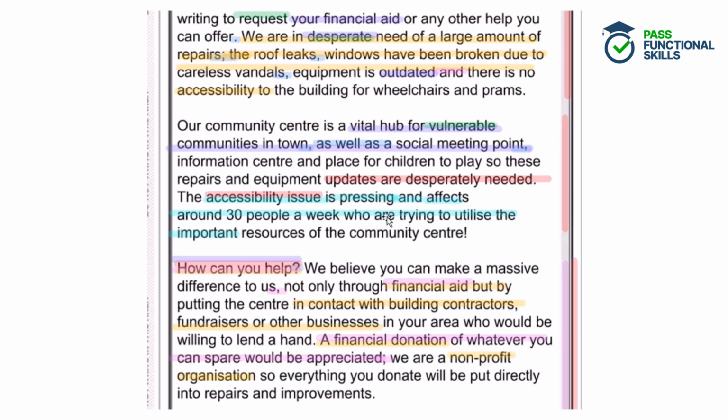So 30 people are affected, and then we go on to say that these people are trying to use the important resources of the community centre. So we've got that additional idea there that the resources in the community centre are really important for the community. So try to connect together some different ideas within your sentences and use a wide range of different sentence types, including short sentences and longer ones that link ideas together.